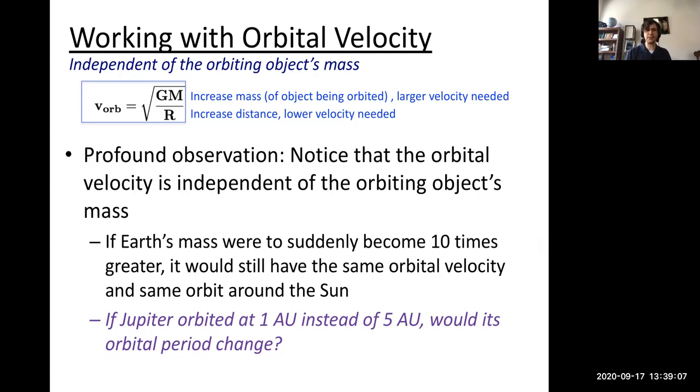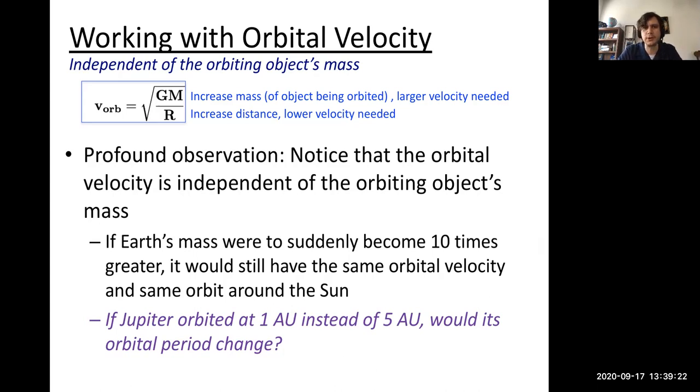So let's take the planet Jupiter, about 300 times more massive than the Earth. If Jupiter orbited at 1 AU where the Earth is, how would Jupiter's orbital period change? What would its orbital period be?